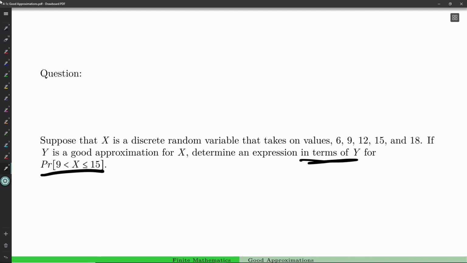So we'll get to the probability in a moment, but I find that when you're working with a good approximation, when you're making a switch from discrete random variable to continuous random variable, it's a good idea to draw what I call a mock histogram.